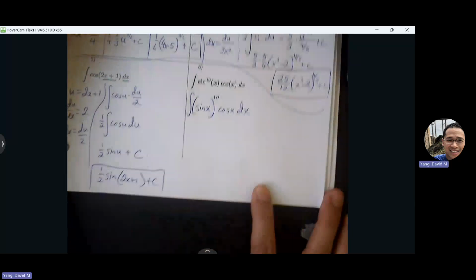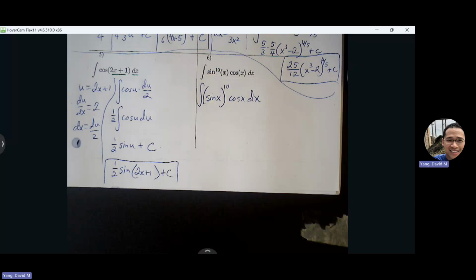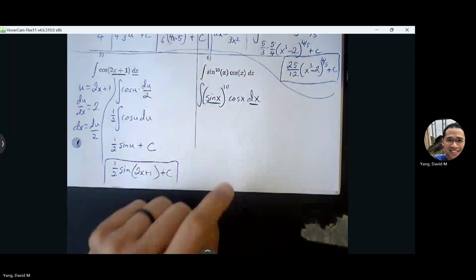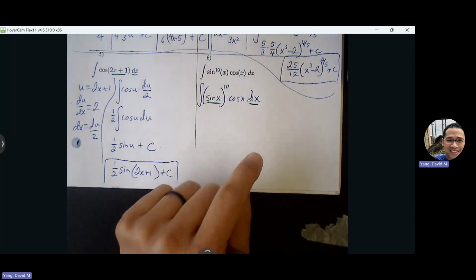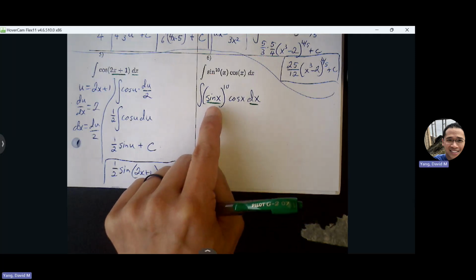Okay, this is a better spot for us to pick out our u value. So what could be our u value? Before we go any further, do we expect things to work out nicely here? Well, if our u value is sine, what's sine's derivative?